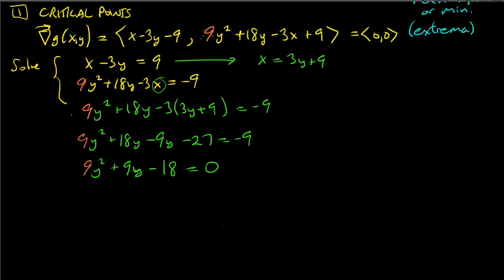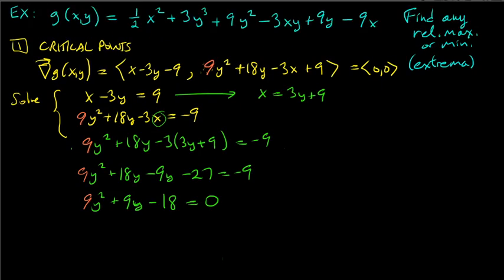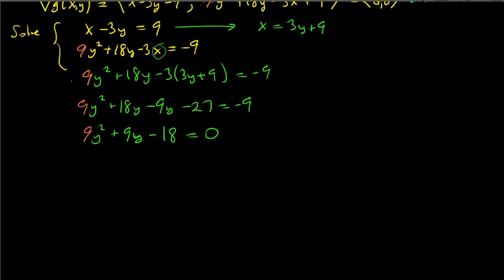Okay, so I changed all those 27s to 9s. Let me just make sure I didn't make any other mistakes here. 18y, yep, minus 3x. So I think that's it. All right, here's the new quadratic equation. And we can divide by 9, of course. So y squared plus y minus 2 equals 0. And that's even easier.